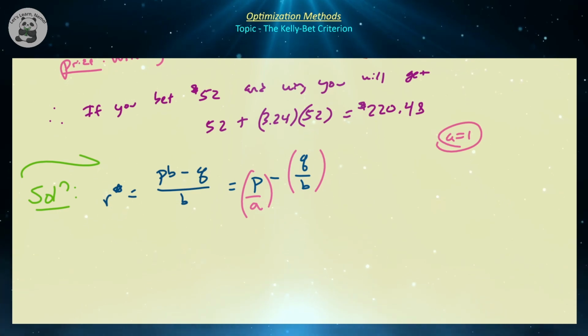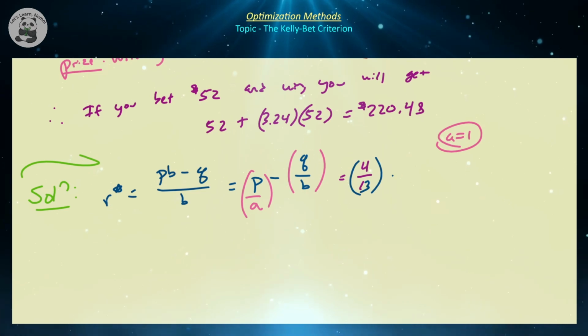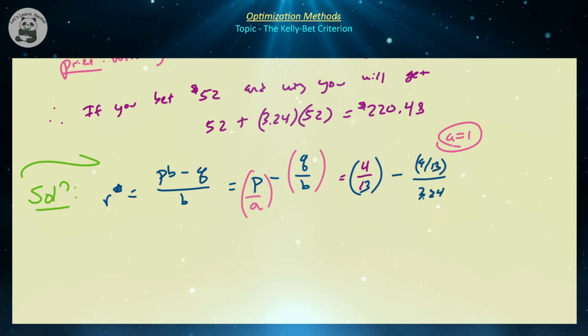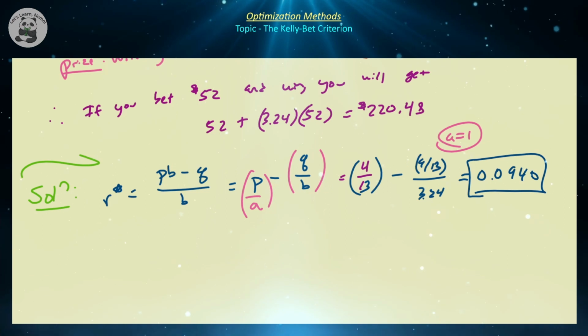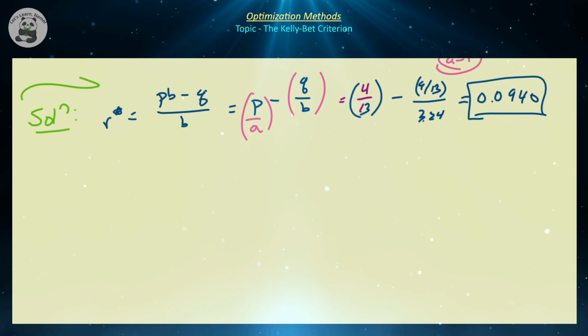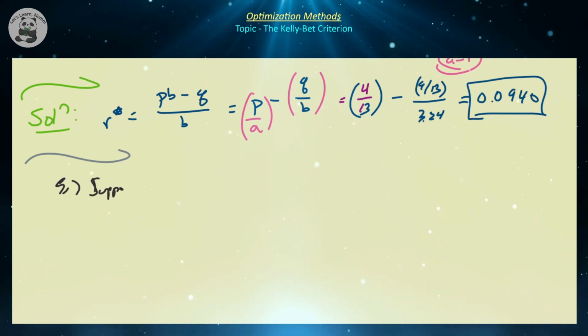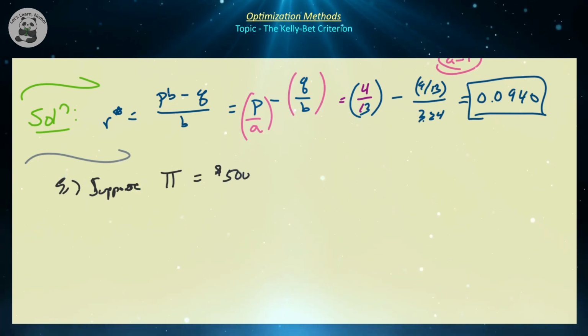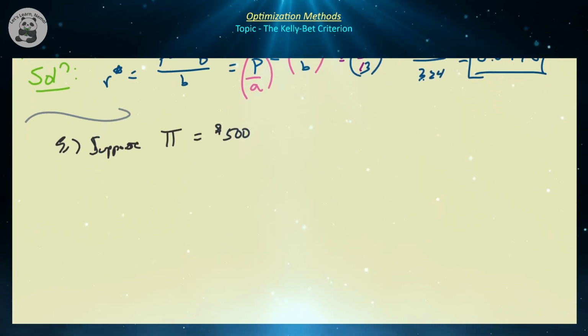So for our numbers, what are we going to get? That's going to be equal to P, which is 4 over 13, minus 9 over 13, divided by our value of B, which is 3.24, which is approximately 0.0940. So that is our Kelly Bet ratio. So let's work out an example to see how much money we're going to get if we play this game. Let's suppose our total portfolio, pi, is equal to $500. And we want to play this game.